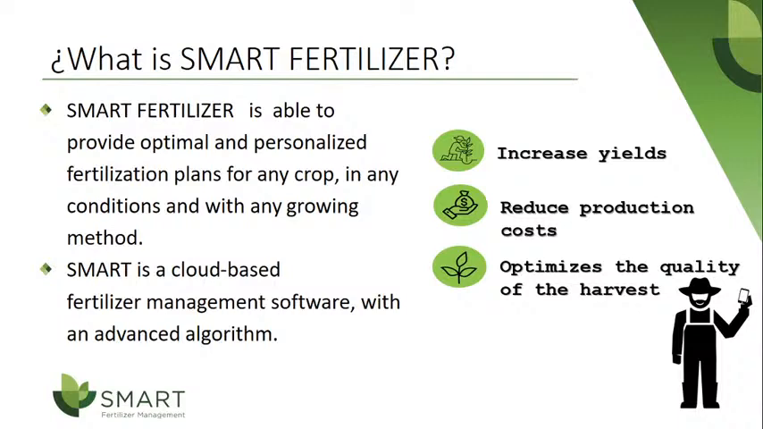Smart is a cloud-based fertilizer management software with advanced algorithms that give us fertilization plans based on the nutritional requirements of the crop, area analysis if we have soil, water, or tissue analysis, the phenological states of the crop, and our yield goals. This helps us increase yields, reduce production costs, and optimize the quality of the harvest, because the software gives the exact amount of fertilizer that we should apply to our crop for each element.